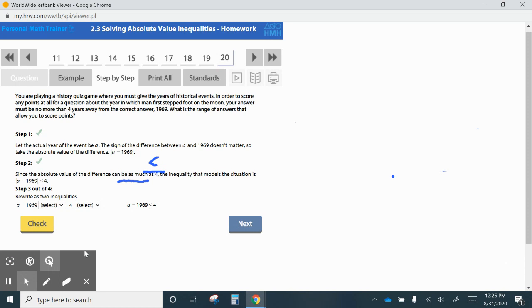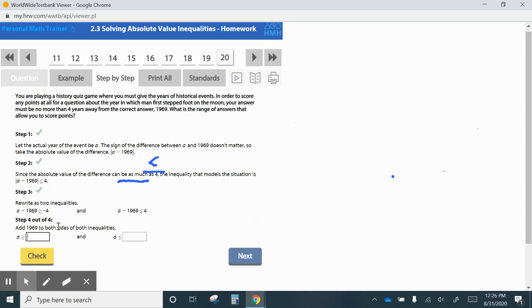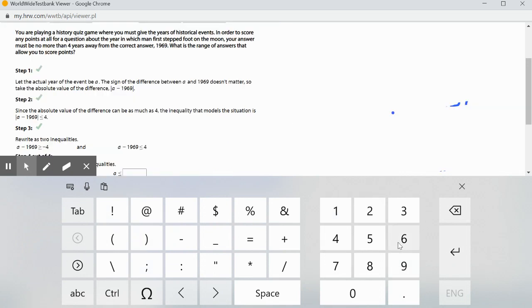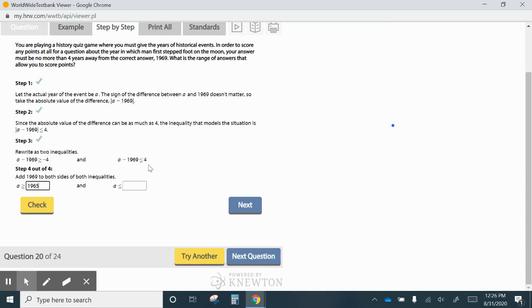Okay, rewrite as 2 inequalities. So A minus 1969 is greater than or equal to negative 4. Now it's less than, so it's an and statement. Add 1969 to both sides of the inequality. So when you add 1969 to negative 4, you get 1965. And when you add 1969 to 4, you get 1973.